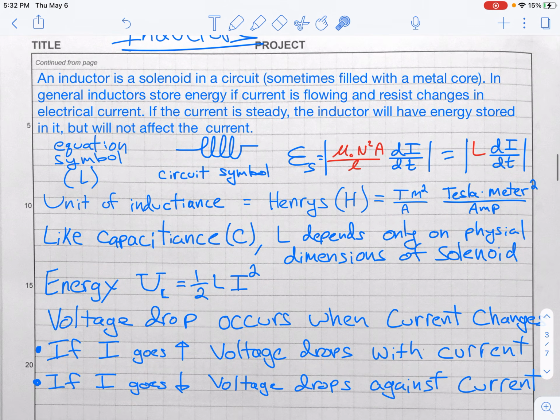Now, how does voltage change when you go across a solenoid? If the current is going up, the voltage will drop in the direction that the current's flowing. So you'll have higher voltage on the side where the current enters, lower voltage on the side where the current leaves. If the current is decreasing, the opposite happens. So if the current is going down, you will have a lower voltage where the current enters and a higher voltage where the current leaves.